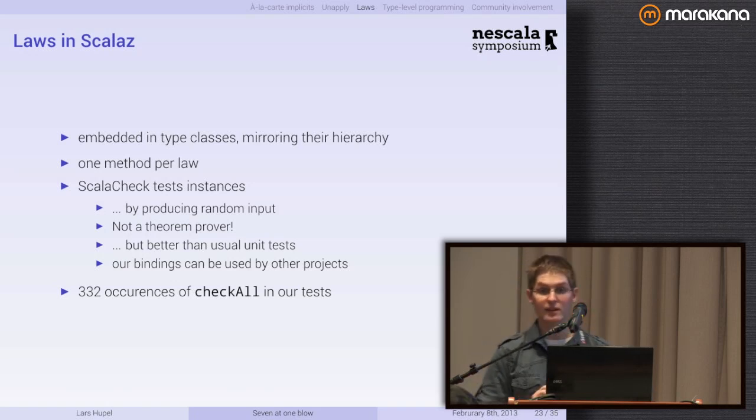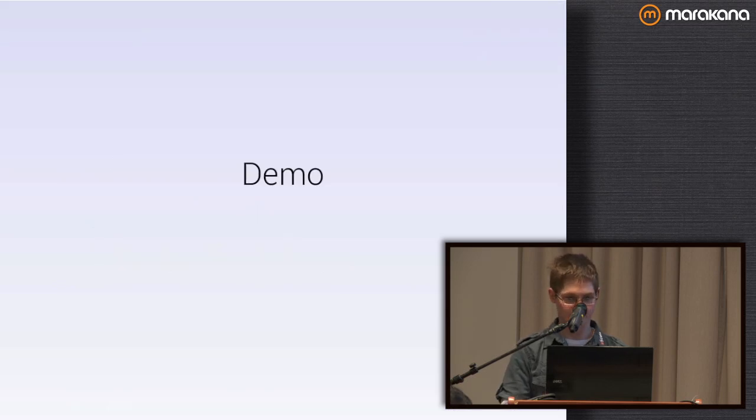And our bindings to Scala check can be used by other projects, so if you are defining instances of functor or stuff like that, you can just add another dependency. It's called the Scala set Scala check binding, and then you can simply call all those functions. We call this check all, so if you call check all with an instance, it will automatically check everything. And in our own code base, we have 332 occurrences, so we take this pretty seriously. The test suite of Scala set 7 is much better than that of Scala set 6, so we didn't do that checking previously, but now we do, and now we are pretty confident that everything is in order.